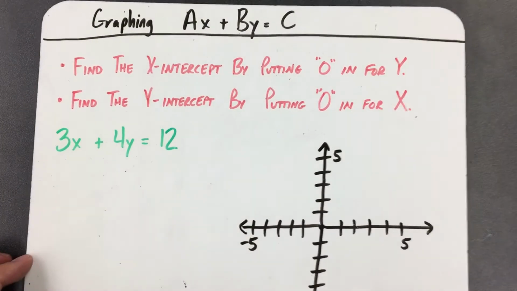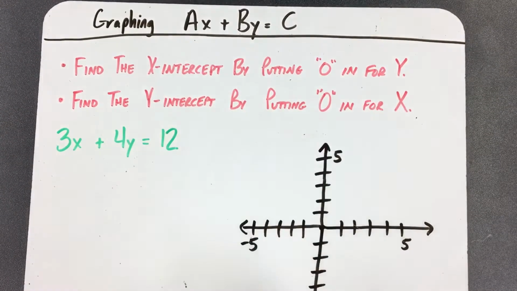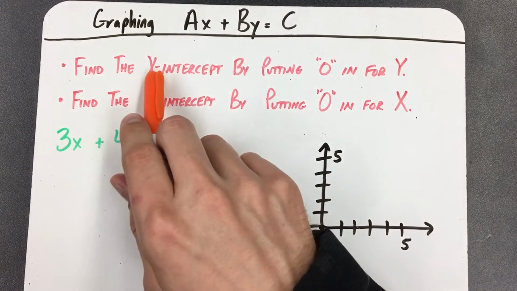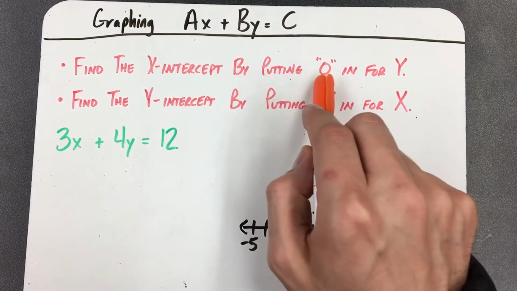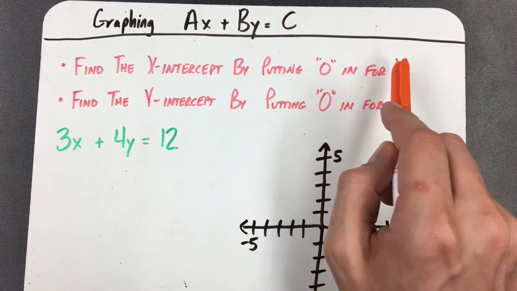So how do you find the intercepts? Easy. We're going to plug in 0 in place of whichever variable you are not solving for. Let me say that again. If you want to find the x-intercept, you substitute 0 in for y. To find the x-intercept, put 0 in for y.